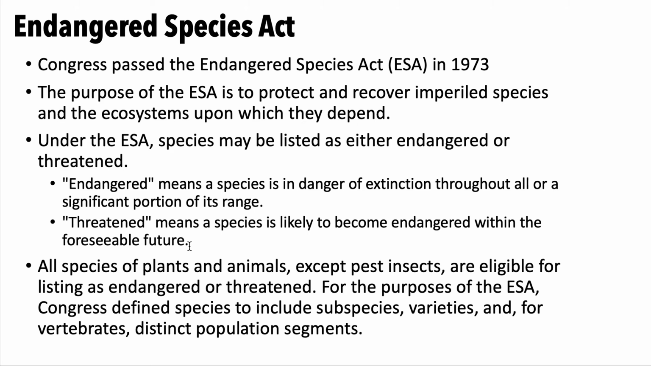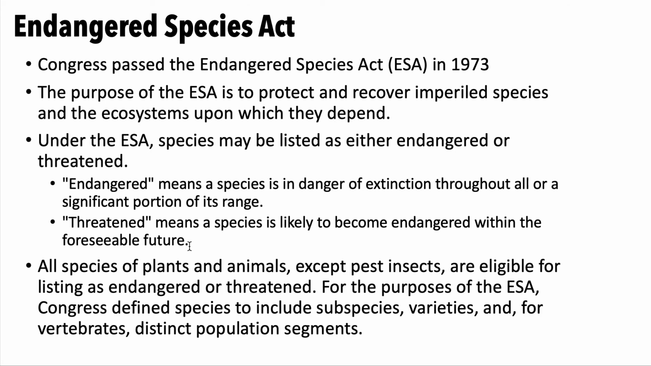Under this law, species may be listed as either endangered or threatened. Endangered meaning a species is in danger of extinction throughout all or a significant portion of its range, and threatened means the species is likely to become endangered within the foreseeable future. So they don't quite classify all the levels we just talked about, they focus on the main two. All species of plants and animals, except for pest insects, are eligible for listing as endangered or threatened.